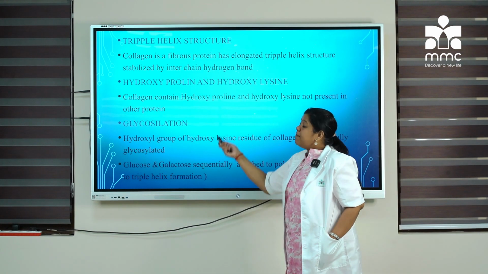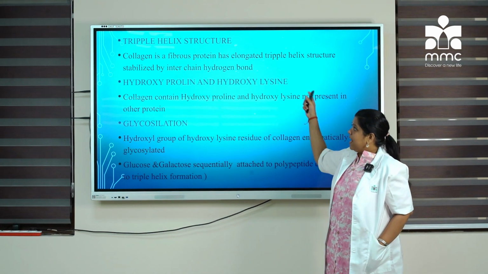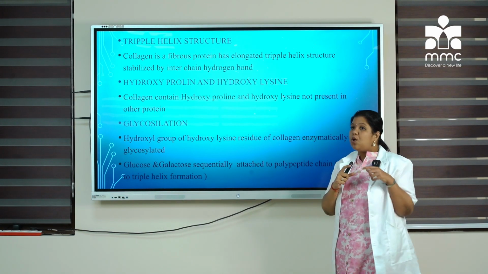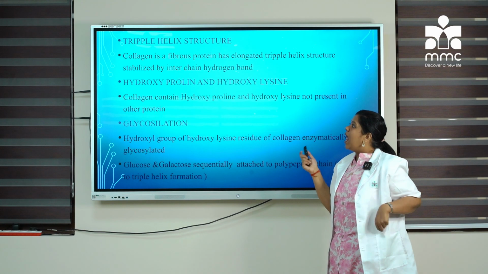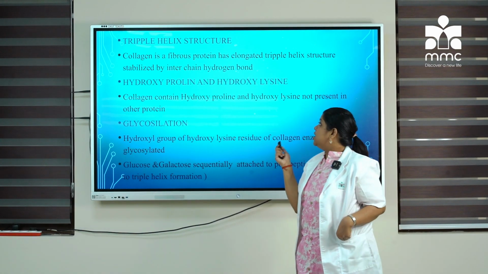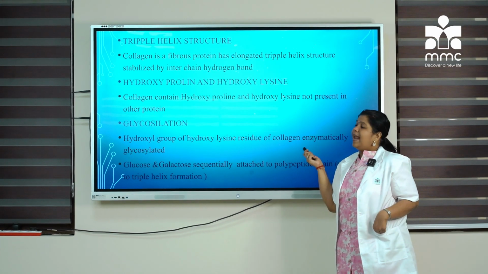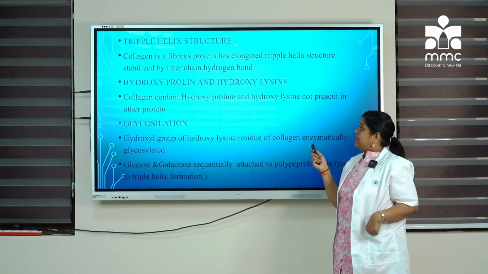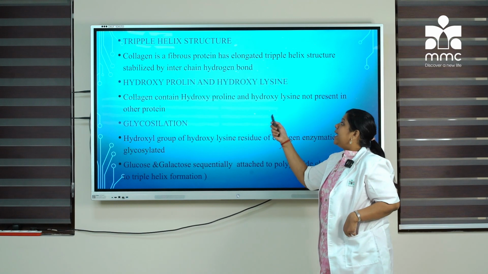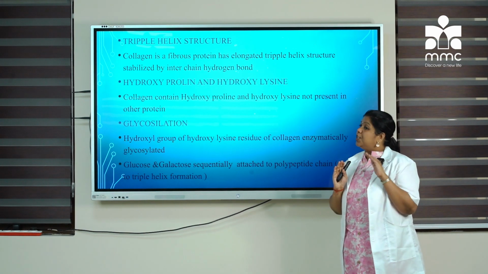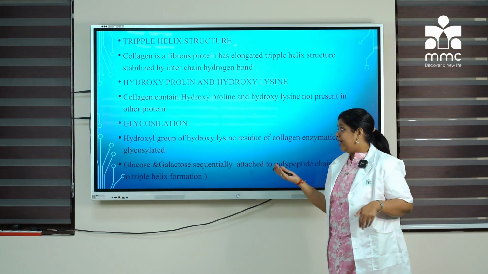Coming to the elaboration of the triple helix structure. Collagen is a fibrous protein that has an elongated triple helix structure stabilized by interchain hydrogen bonds. Then hydroxyproline and hydroxylysine residues. Collagen contains hydroxyproline and hydroxylysine, which are not present in other proteins.